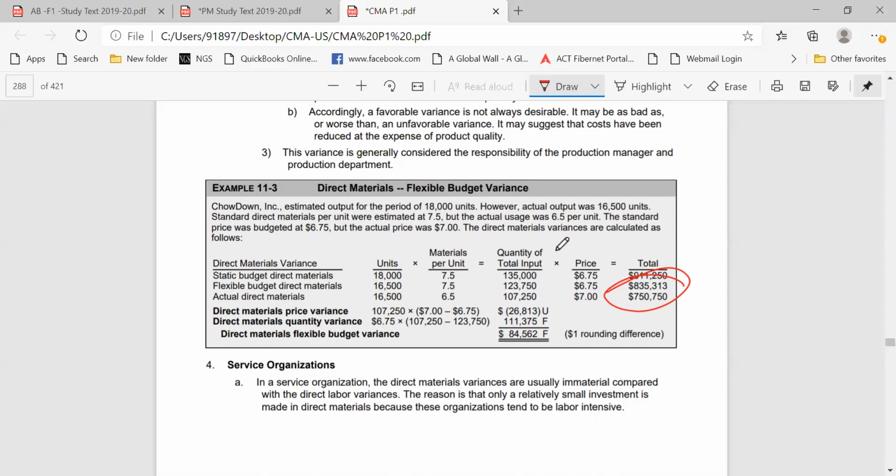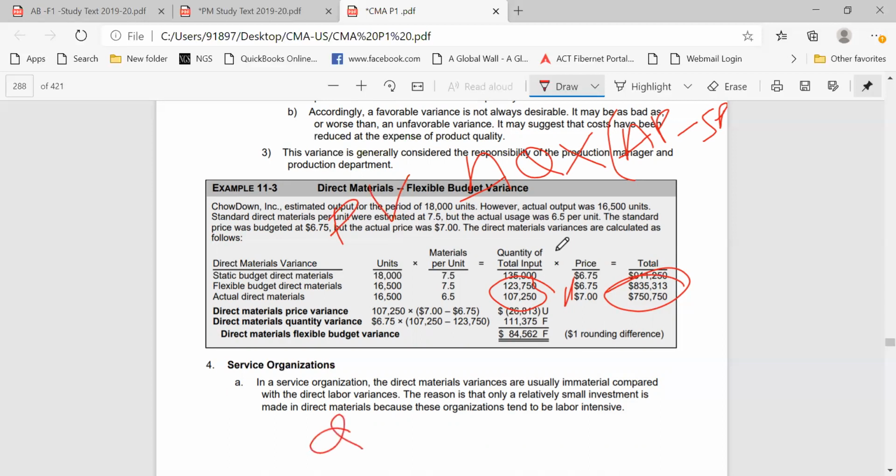And here itself we can also have usage variance and price variance. We can even have a difference here, as they have done it here: 7 minus 6.75 multiplied by 107,250, which is nothing but the actual, according to the formula. As you can see, there's a direct formula given: actual quantity multiplied by actual price minus standard price. This is for material price variance.